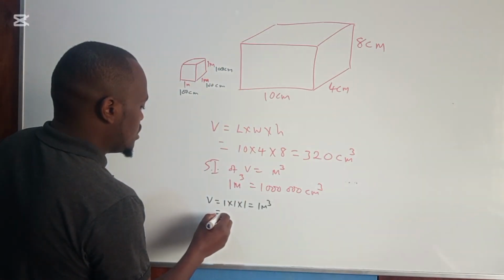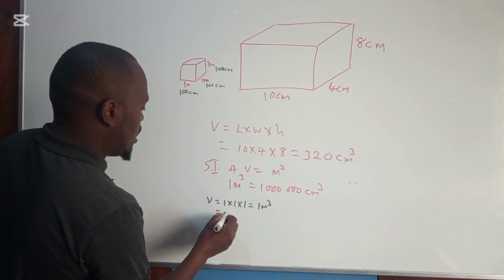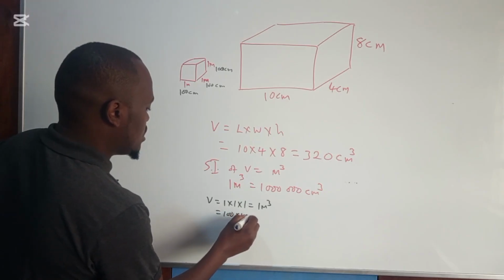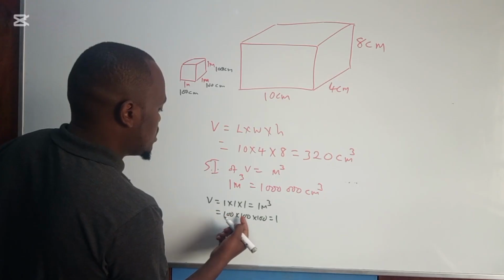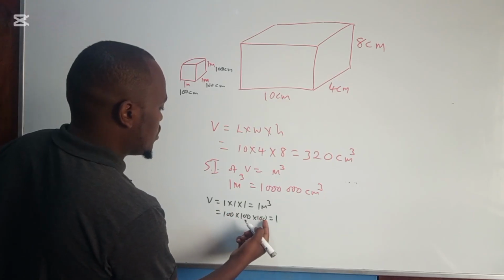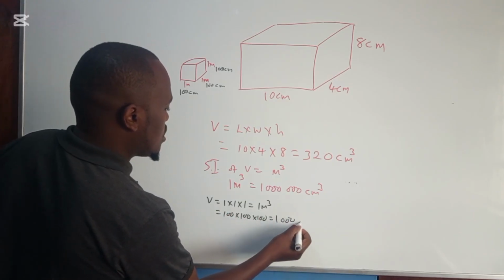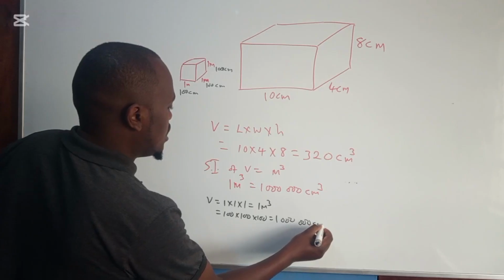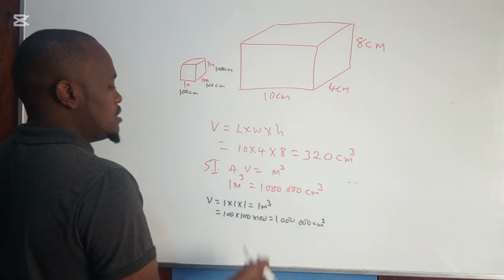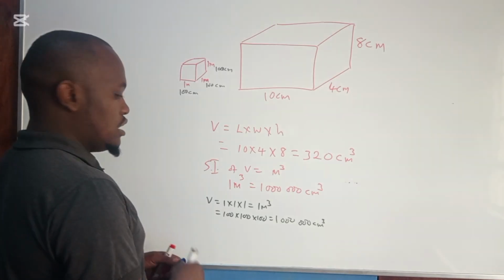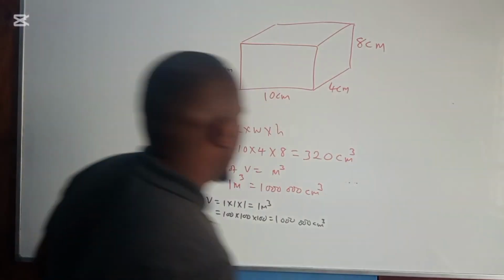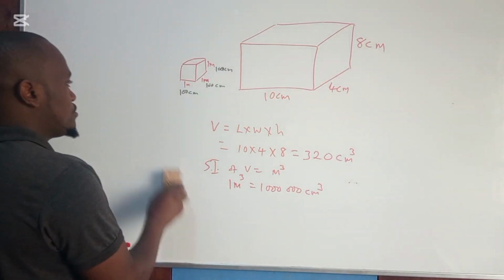So volume again, in terms of centimeters, would be 100 times 100 times 100, which would be 1 followed by how many zeros? 1, 2, 3, 4, 5, 6. Centimeter cubic. So indeed 1 meter cubic is equal to 1 million centimeter cubic. I wanted just to prove that so that you do not cram.